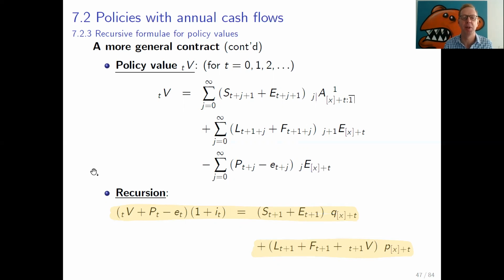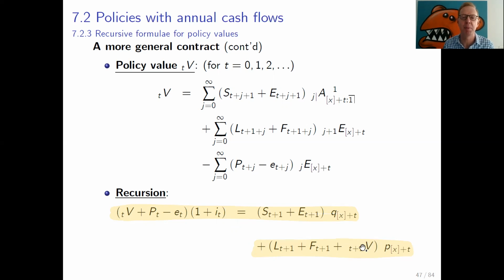What is available is always the same as before. VT plus PT minus ET, this policy value plus premium minus expense accumulated by interest IT, is the expected required assets: QX plus T multiplied by the death benefit and related expenses, plus PX plus T multiplied by the survival benefit and related expenses. And for the survivors, we do not only have to give LT plus 1, but we also have to set aside the policy value VT plus 1.